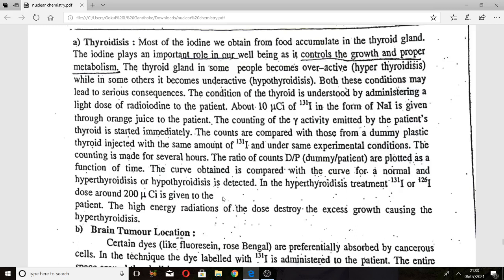For hyperthyroidism treatment, an iodine 131 dose of around 200 microcurie is given to the patient, and the high energy radiation of the dose destroys the excess growth causing the hyperthyroidism.